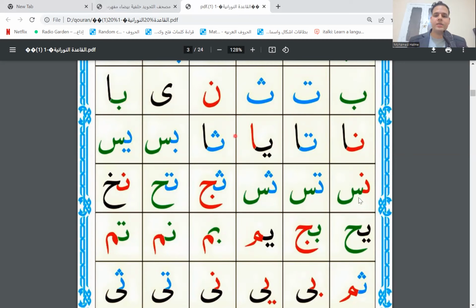Now ba'a, na'a, ta'a, ya'a, tha'a, basa, yasa, nasa, tasa, thasa, thaja, taha, naha, and this is again ya. So ya ha, baja, ya ma, ba ma, na ma, ta ma.